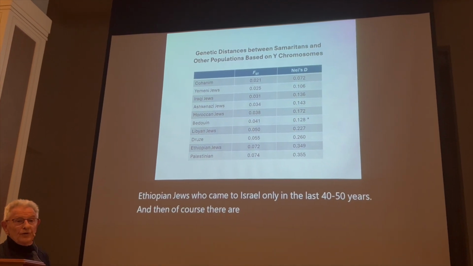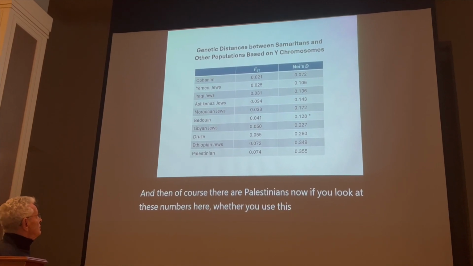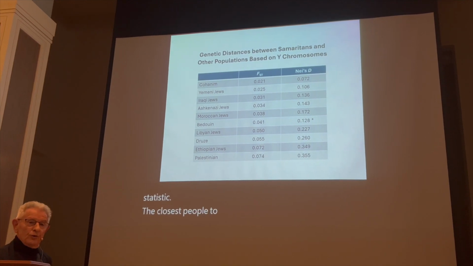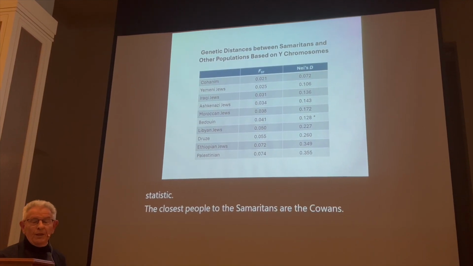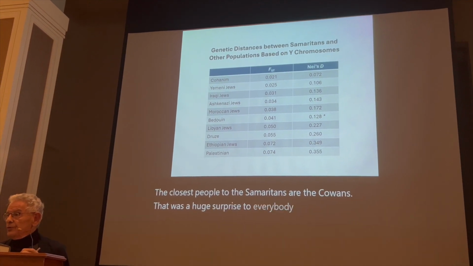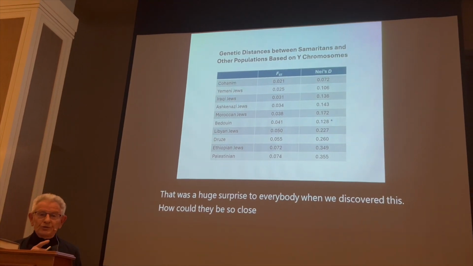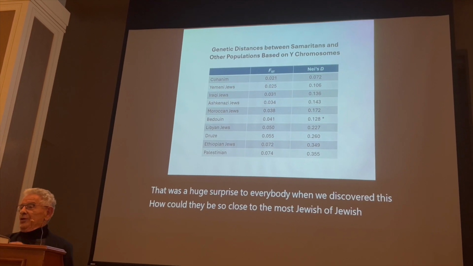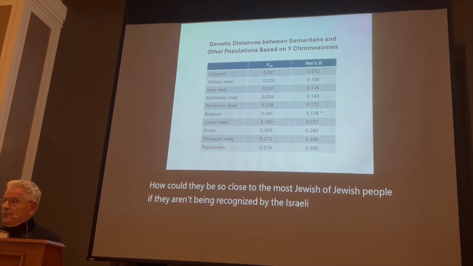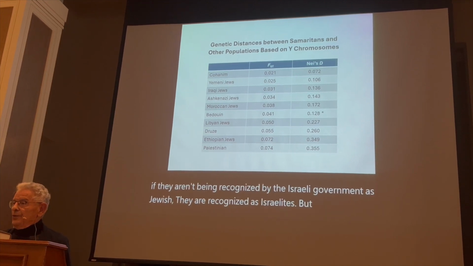Now, if you look at these numbers here, whether you use this statistic or this statistic, the closest people to the Samaritans are the Cohens. That was a huge surprise to everybody when we discovered this. How could they be so close to the most Jewish people if they aren't being recognized by the Israeli government as Jewish? They are recognized as Israelites, but not Jewish.